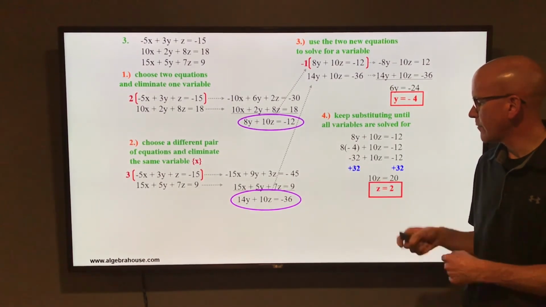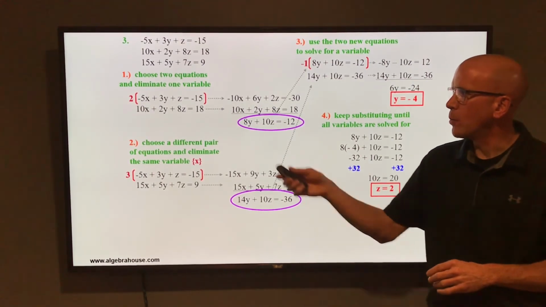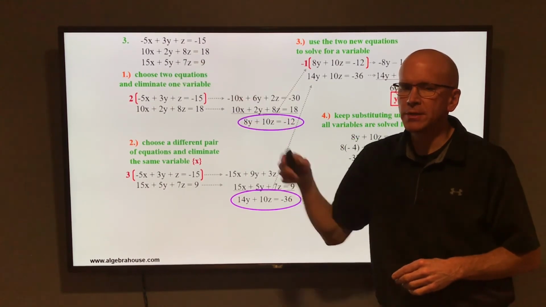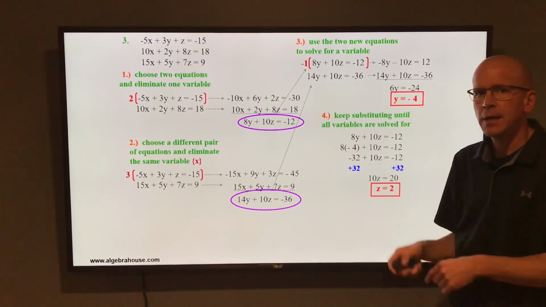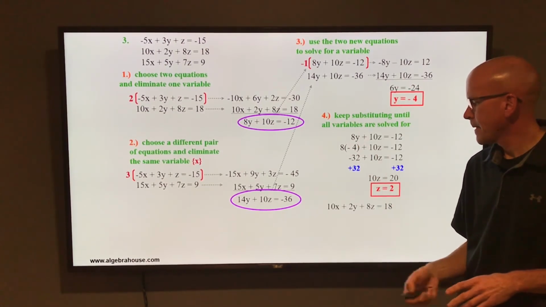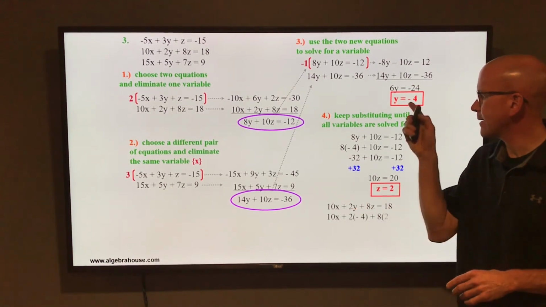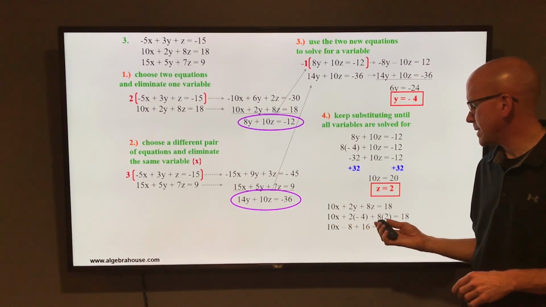So now you know the value of two of the variables. You know that z is 2 and y is negative 4. So you can go back up here where we have all three variables, pick one of those equations, it doesn't matter which equation you choose, and substitute 2 in for z and negative 4 in for y. So I'm going to go with the second equation up there. 10x plus 2y plus 8z equals 18. Substitute 2 in for z and negative 4 in for y. So 10x plus 2 times negative 4 plus 8 times 2 equals 18.